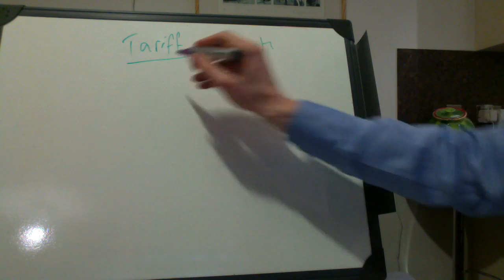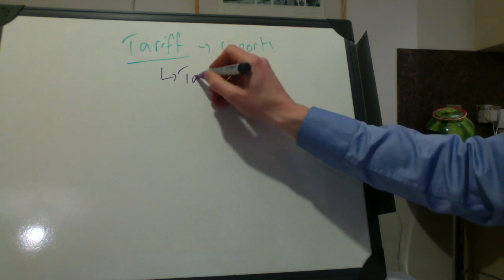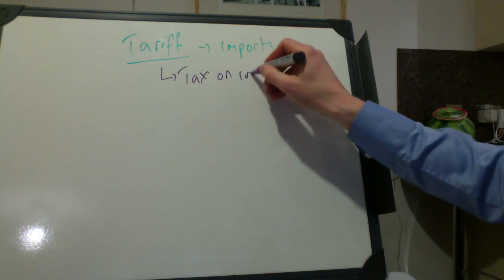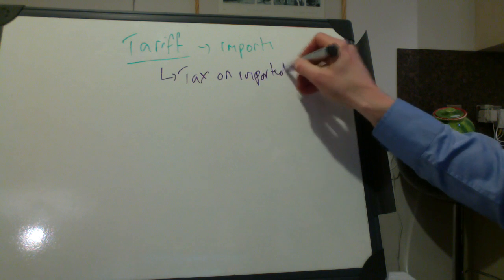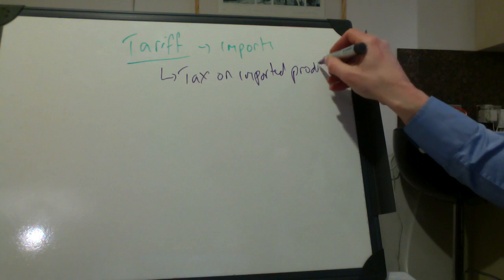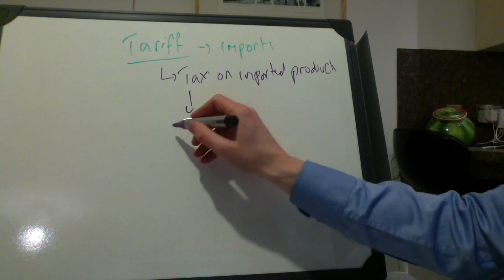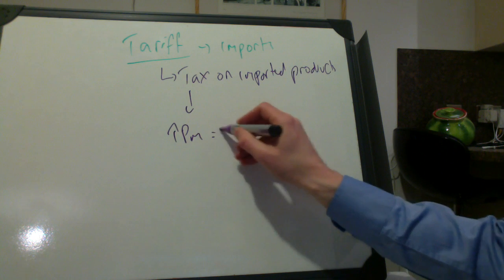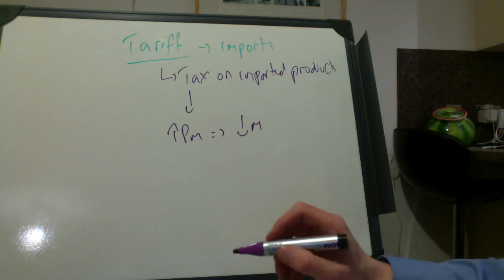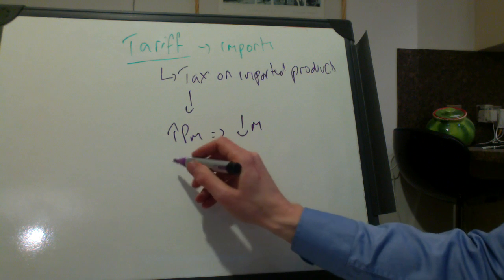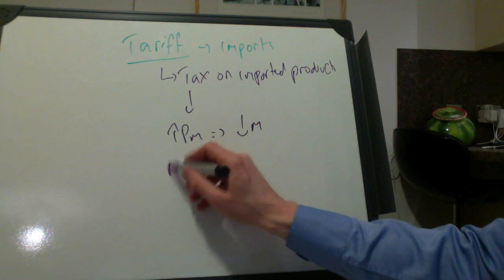But what is a tariff? A tariff is very simple. It's simply a tax on imported products. So the aim of that tax, obviously, is to increase the price of imports, which should lead to a decrease in imports. As a result of that, hopefully, consumers will now buy at home instead.